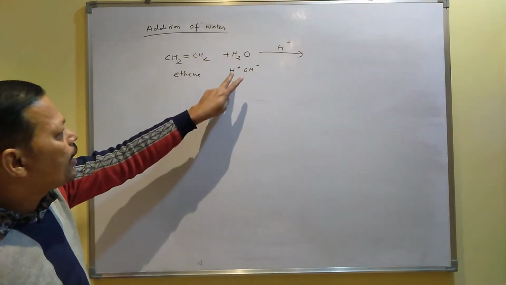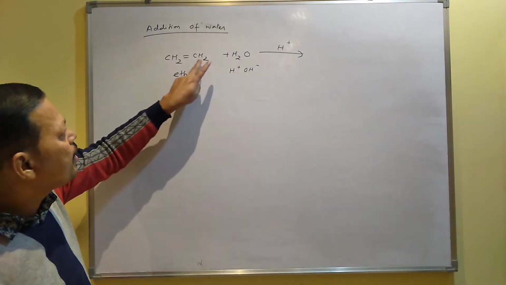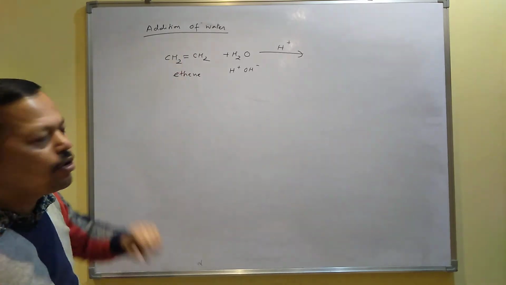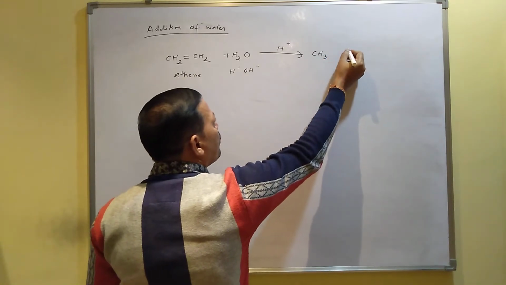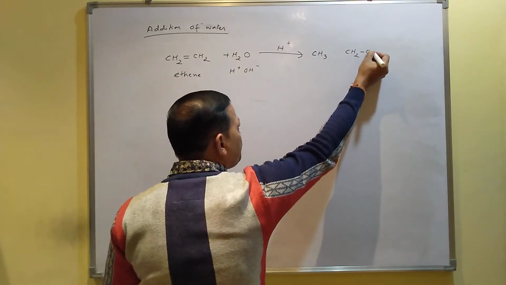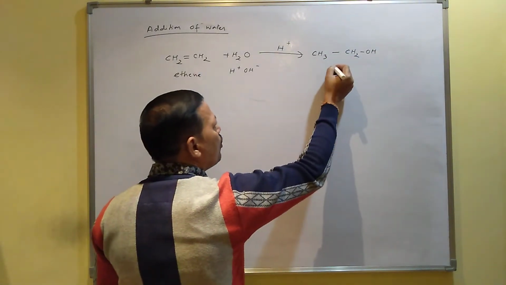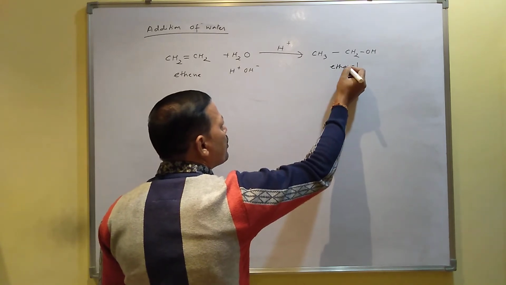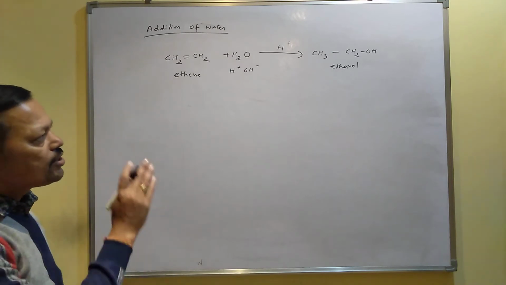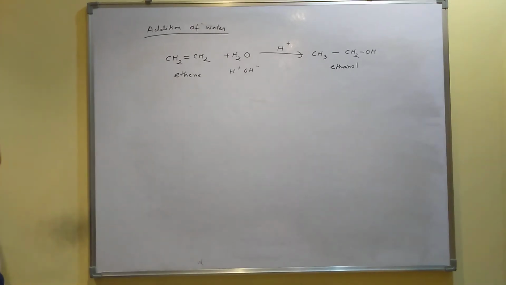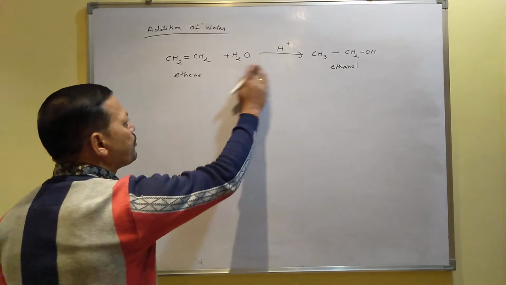So when it produces H plus and OH minus ion, the hydrogen ion will join with one carbon and the OH minus ion will join with another carbon, and the double bond will be converted to single bond. So hydrogen will be added with this carbon and the OH will be joined with this carbon. You will get one alcohol, and the name of this alcohol is ethanol. The organic compound which contains OH functional group is called alcohol. Since two carbons are present, it is called ethanol. When alkene is added with water, you will get alcohol as the product.